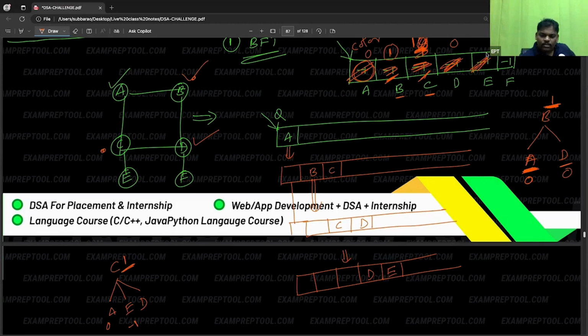I think C1, it should be 0. If C parent is 1, it should be 0. So it should also be 0. In the similar way, go to the D. Hello D, what is your color?